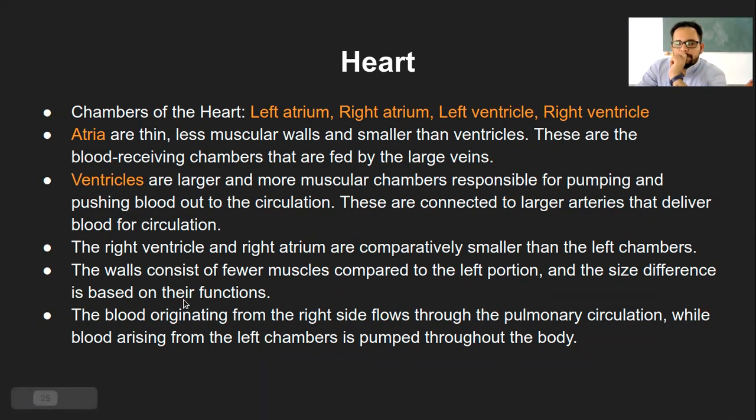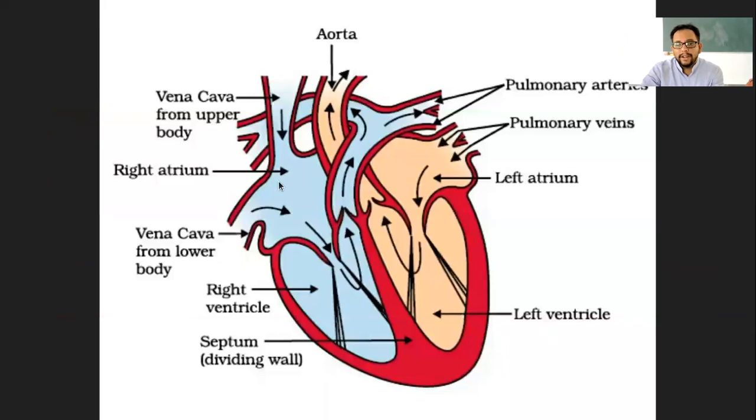Now, within the heart, the right ventricle and the right atrium are comparatively smaller than the left chambers. Again, in this diagram, the right atrium is smaller than the left atrium, and the right ventricle is smaller than the left ventricle. There is a reason for this. Can someone guess it and tell me what could be the reason? That the left ventricle is bigger. Yeah, even the left atrium is bigger.